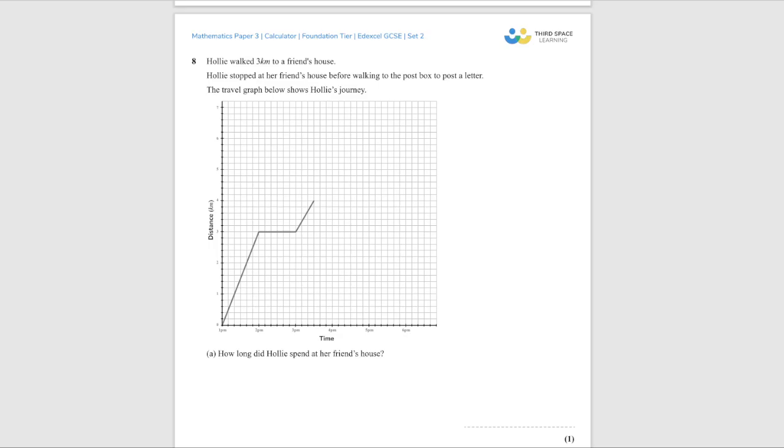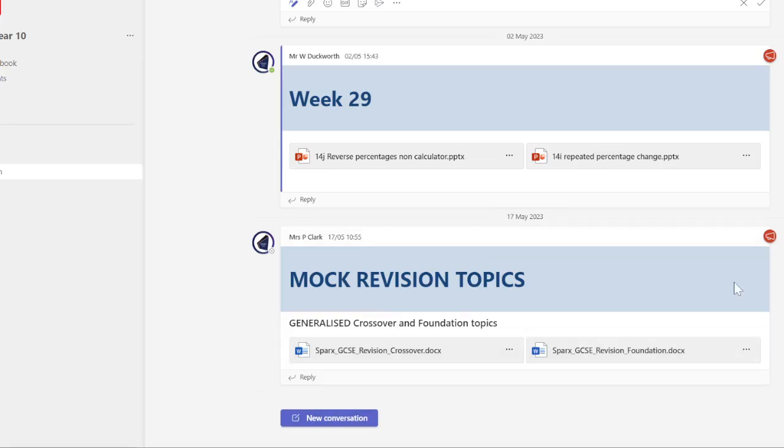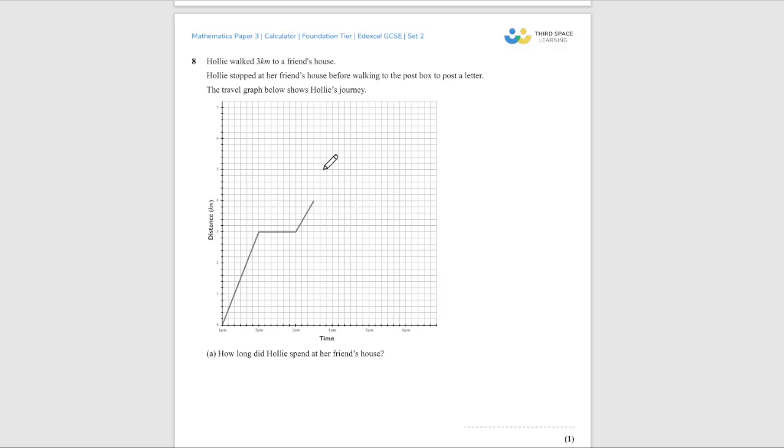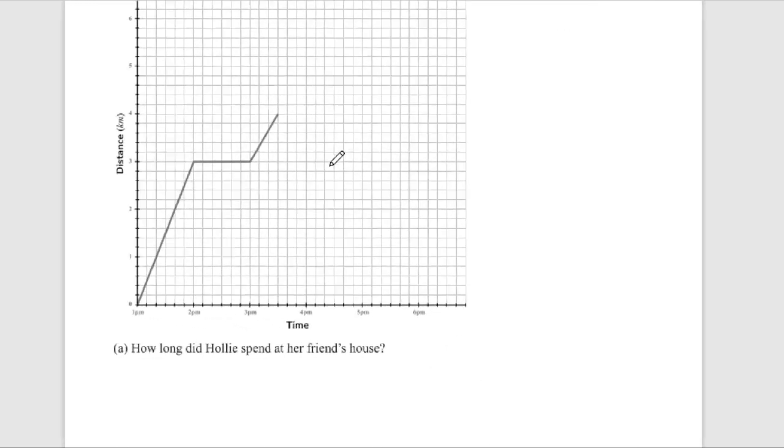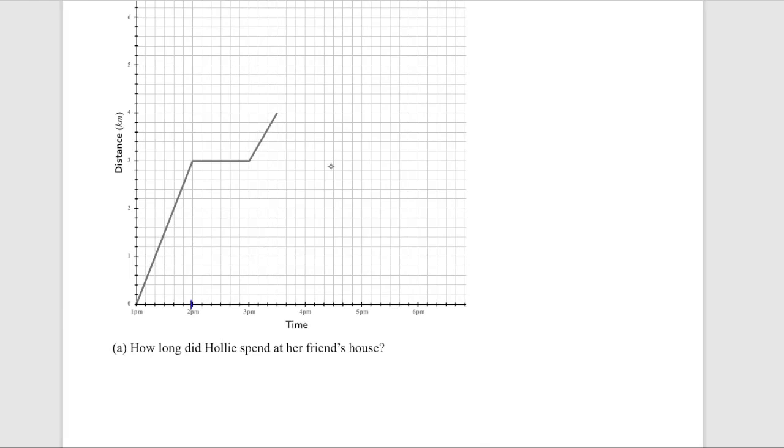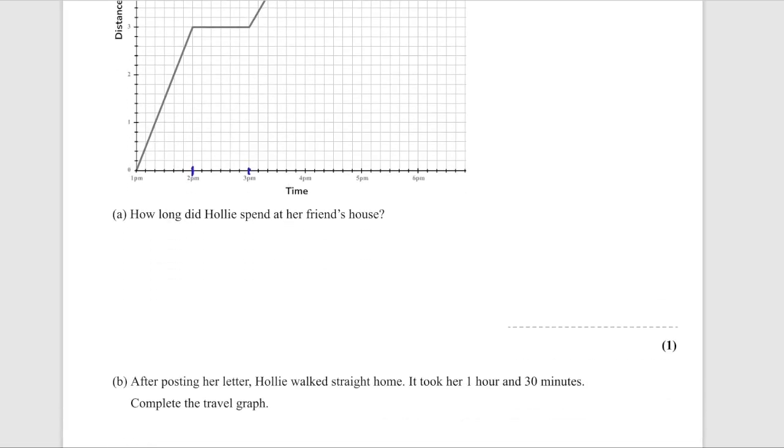So we've got this bit which represents her walking to her friend's house, stopping, and then walking to the post box. How long did she spend at her friend's house? Well, let's zoom in slightly. That's going to be the difference between that point there and that point there, which is 1 hour.